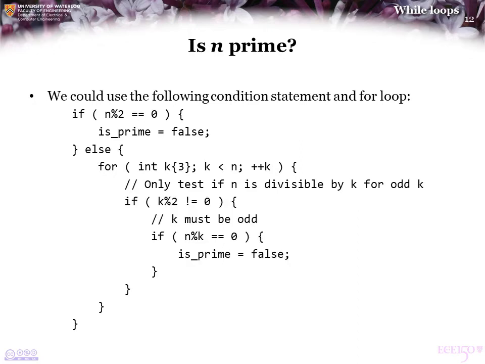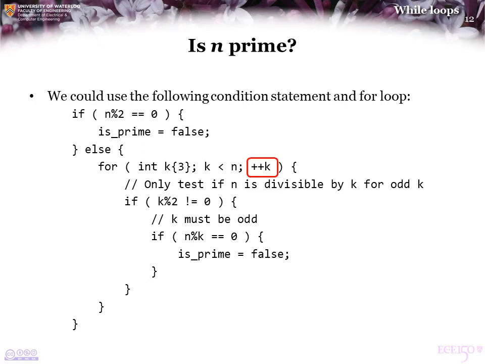Well, k is odd if k modulo 2 is not equal to 0. So if k is odd, then we will test if n modulo k is equal to 0. If it is, we will then set is prime to be false. All right, but that's sort of useless. We're still calculating modulus twice.